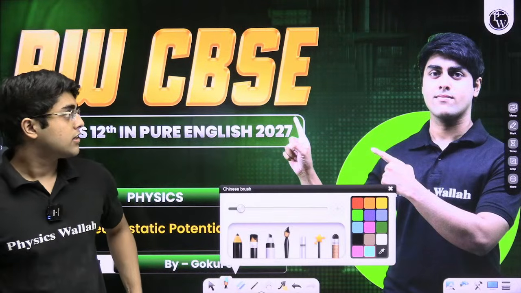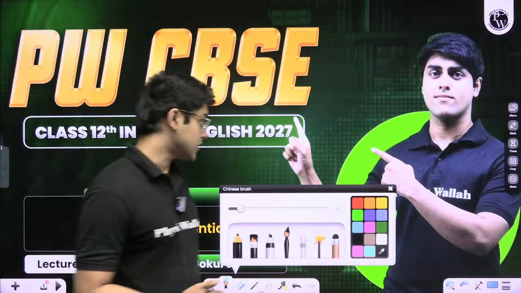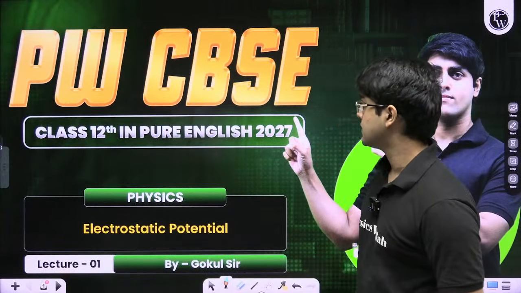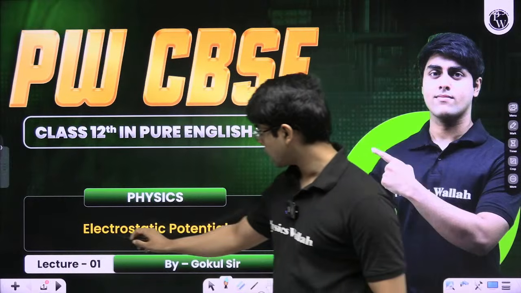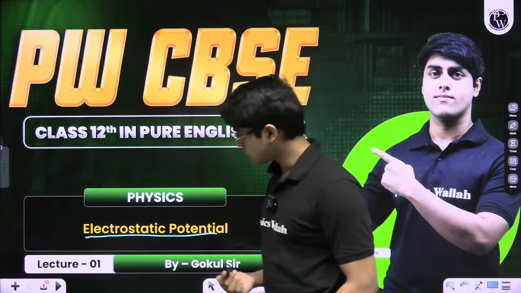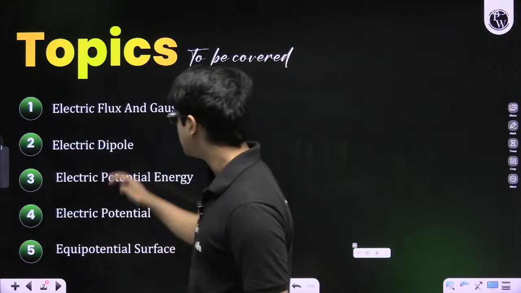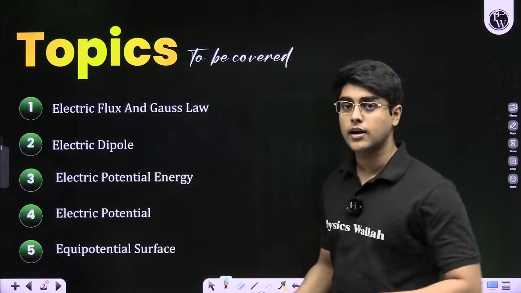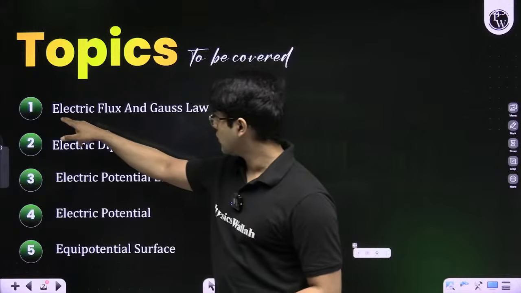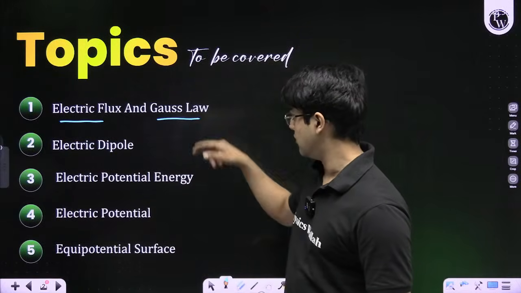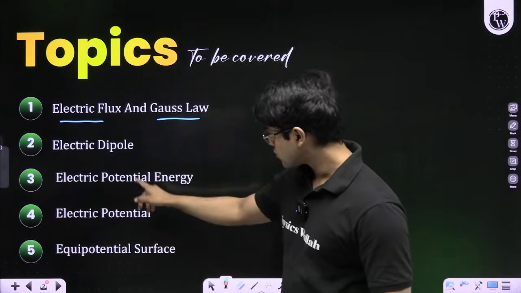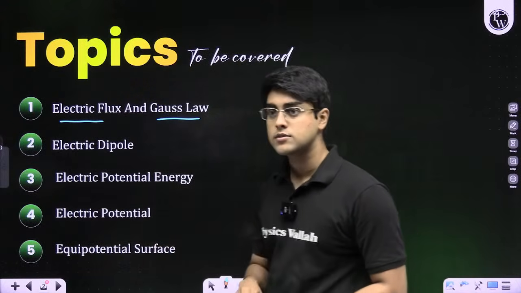Okay, so this is the second lecture for the one-shot series, and this series is mainly just for boards. Today we will cover the topic of electrostatic potential. The lecture before this, we mainly covered the first chapter, electric field and Coulomb's law. In the last lecture, we actually could not cover flux and Gauss law, so we will cover that today, and we will also cover the potential part of the second chapter.